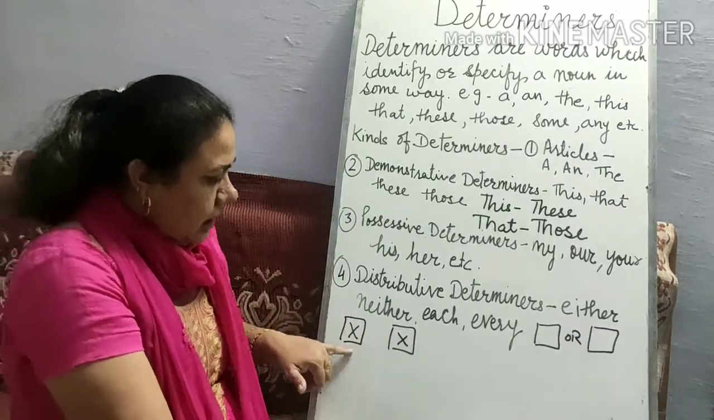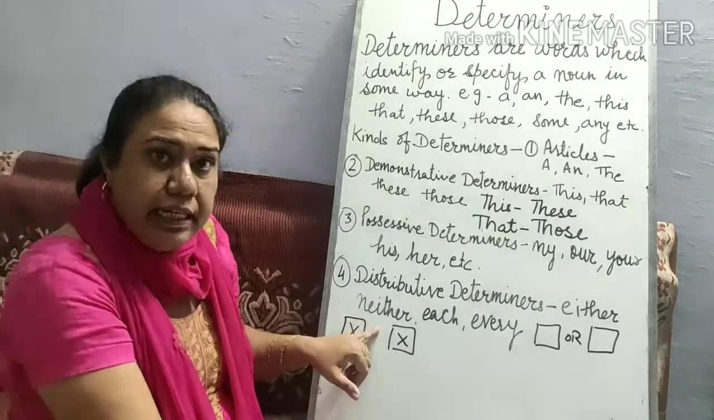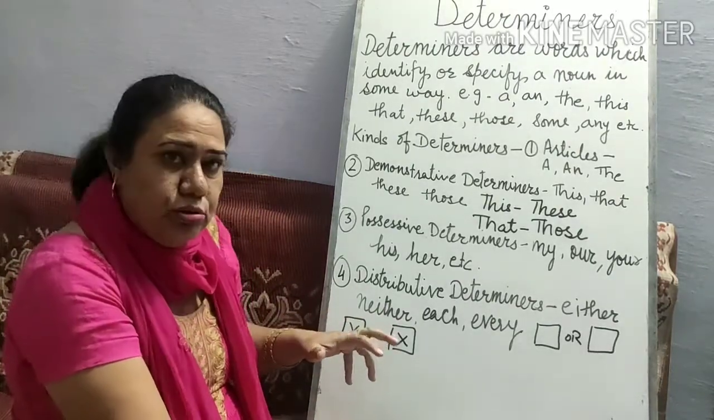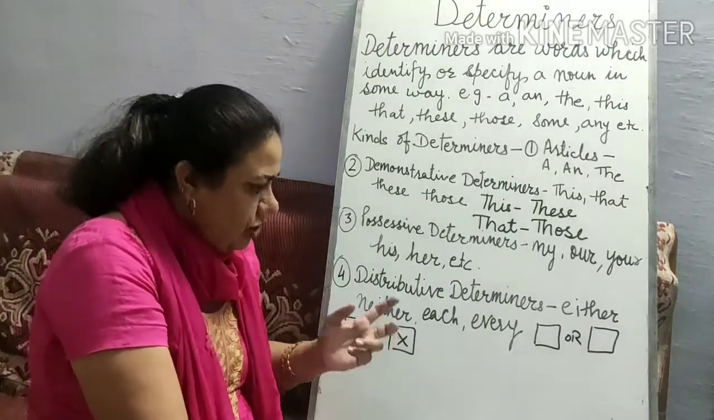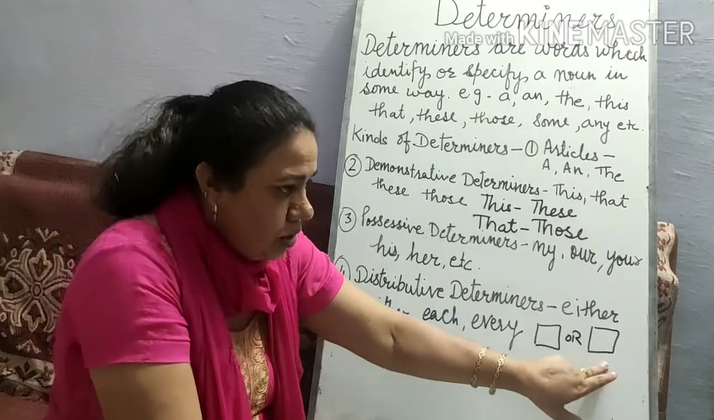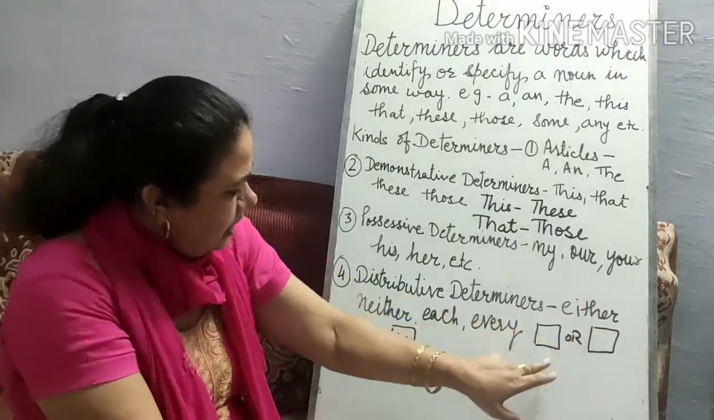So you can understand it very well. Neither for negative sentences also, it means both are not able to do this. Neither he nor she is able to do this. Either we use for the positive sentence. I am again repeating this.